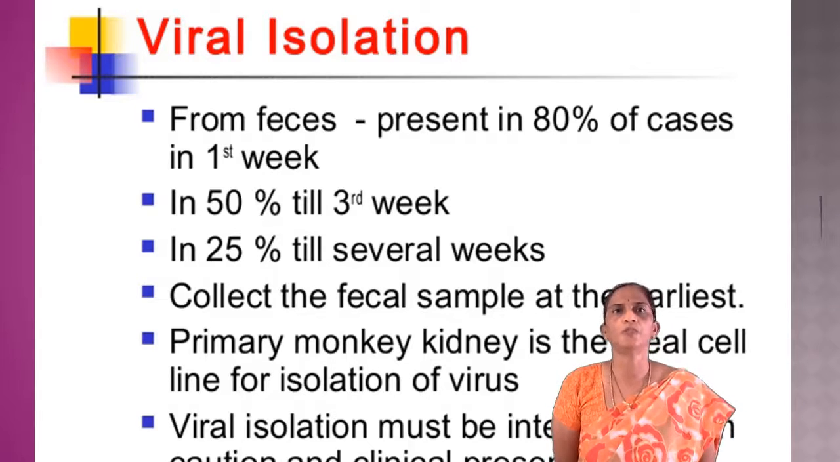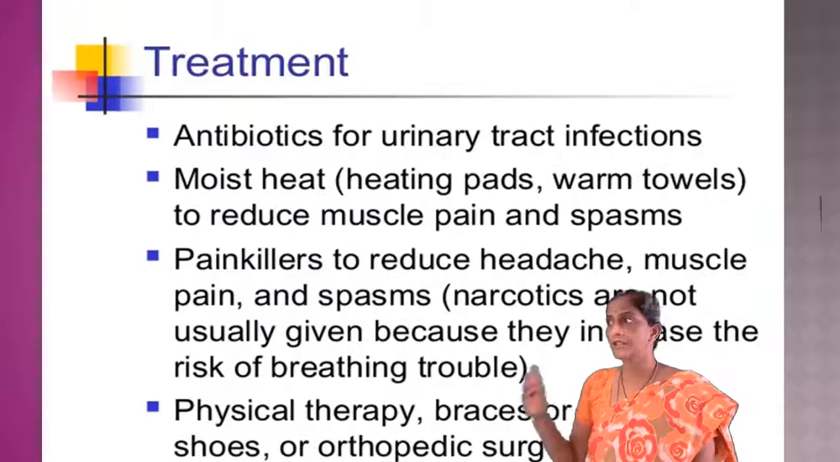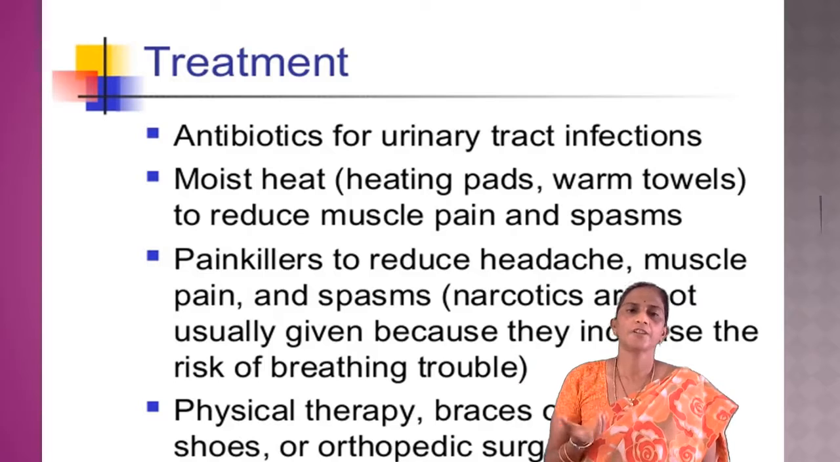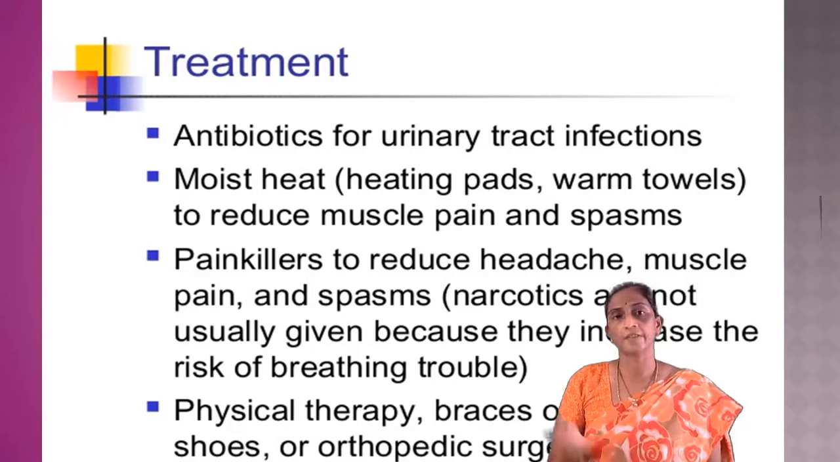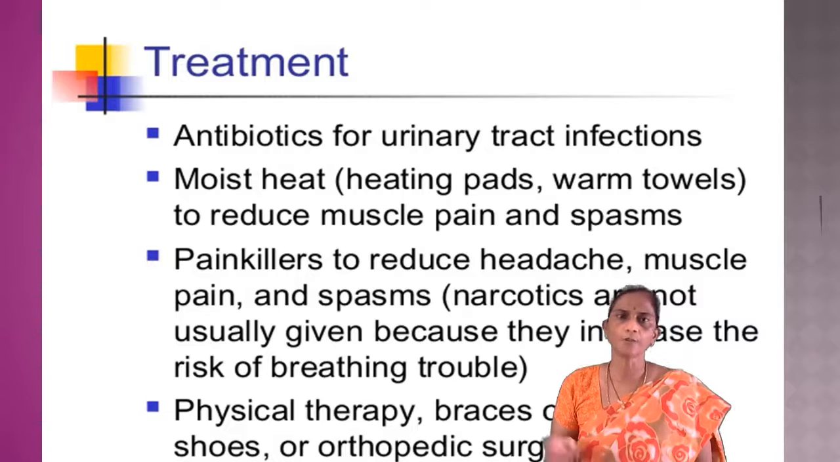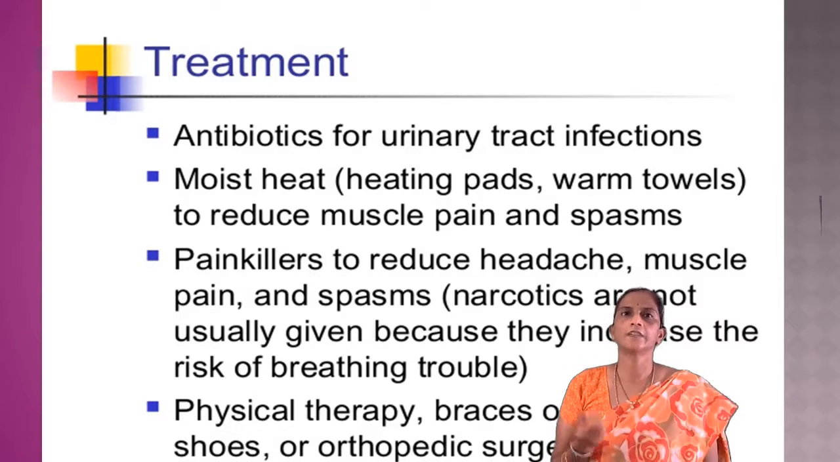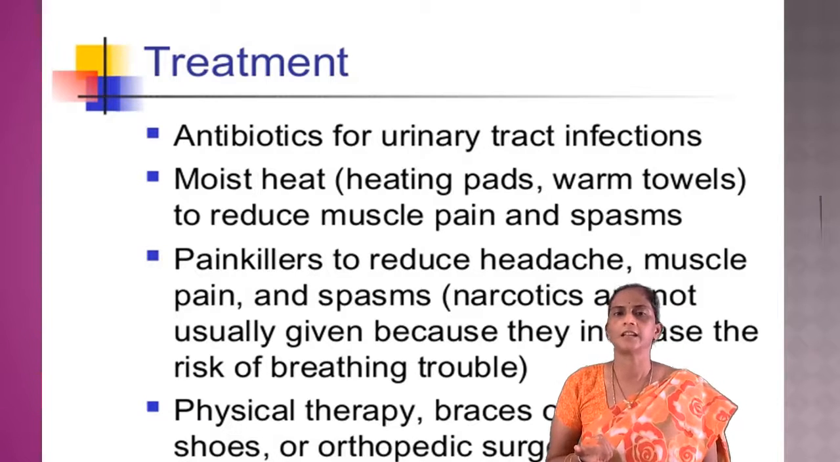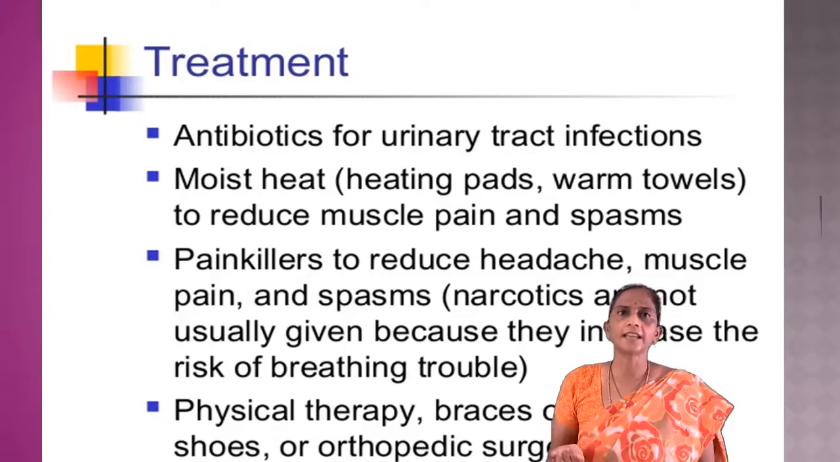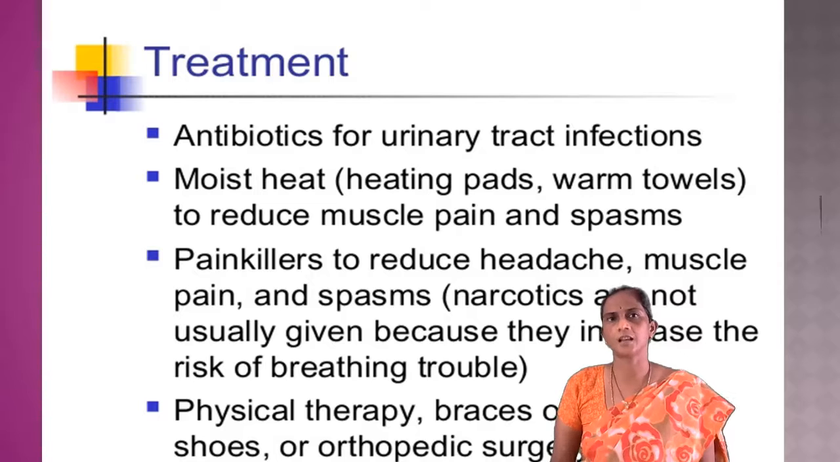Next, we have to move on to the treatment and the prevention of polio virus. We can't cure polio. The affected person, we can't cure the person. So we have to prevent the disease. There are different types of immunization. Immunization is nothing but vaccination. So active immunization and passive immunization are there.